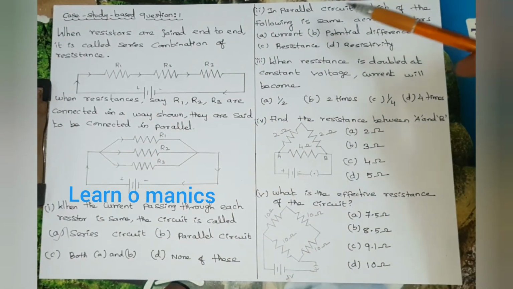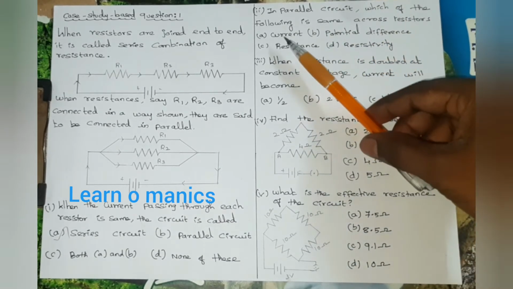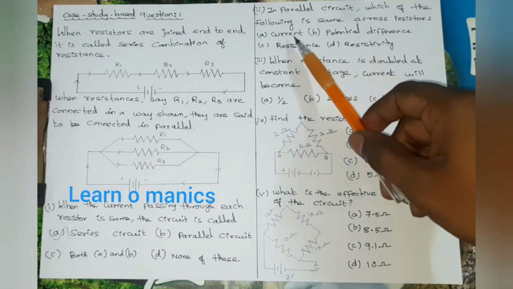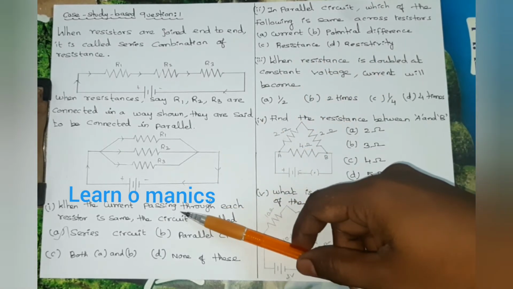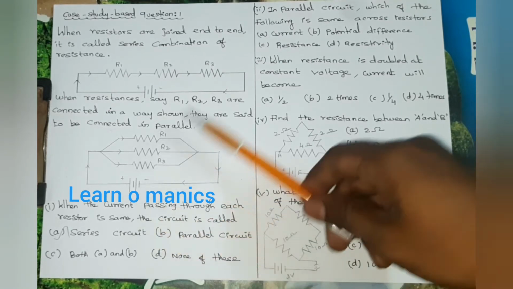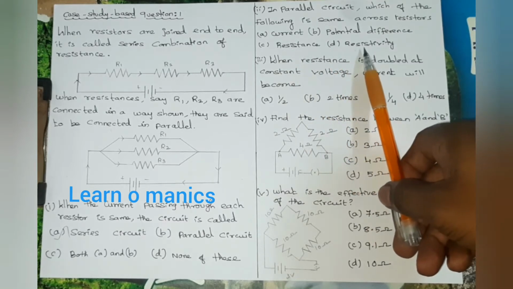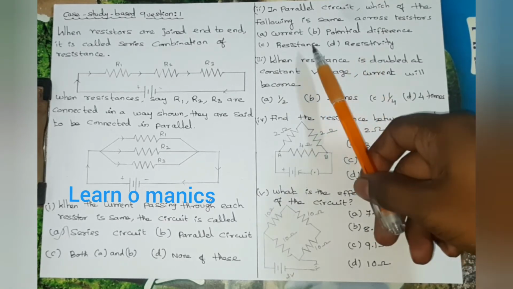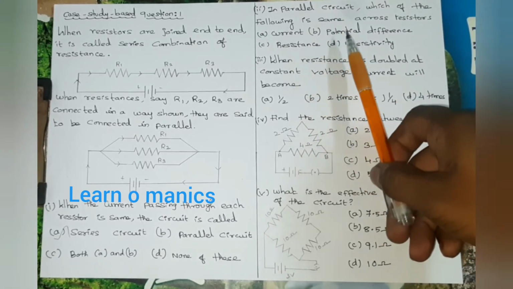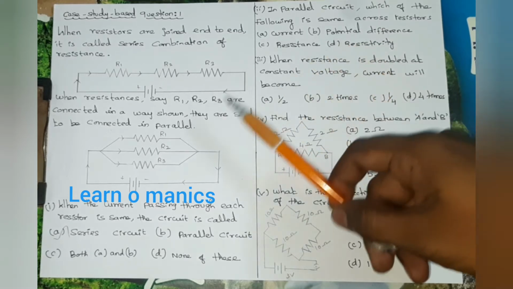Then the second question, in a parallel circuit, which one of the following is the same across the resistors? A option, current, potential difference, resistance and resistivity. Obviously not current, because for the first question we chose that the current passing through all the resistors is the same in a series circuit, and that means current will not come. And resistance and resistivity are cause and effect. Resistivity is the cause and resistance is the effect, so these two things will not be the answer for this question. Obviously it's potential difference.